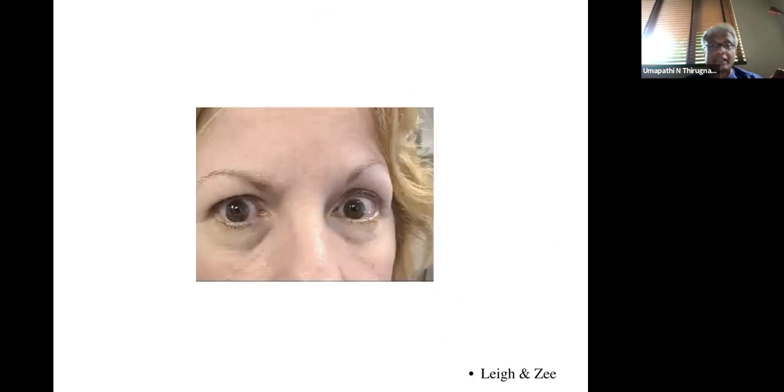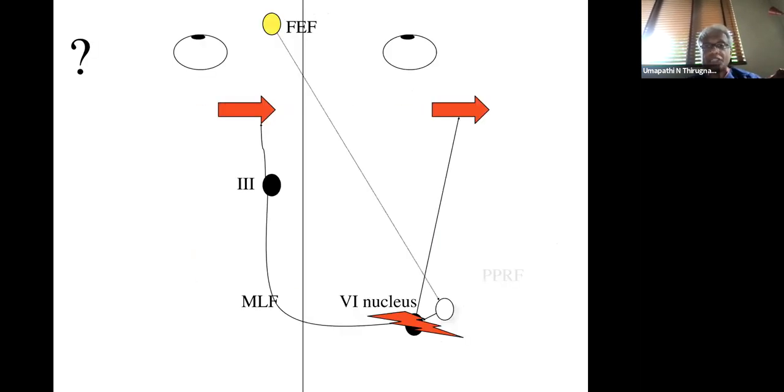So anybody who has difficulty looking to the left, therefore, could have a lesion in the 6 nucleus, lateral gaze center, or the frontal eye field. And to differentiate that, I give you 3 steps. Look for the side of hemiplegia of the limbs, look for the type of facial weakness.